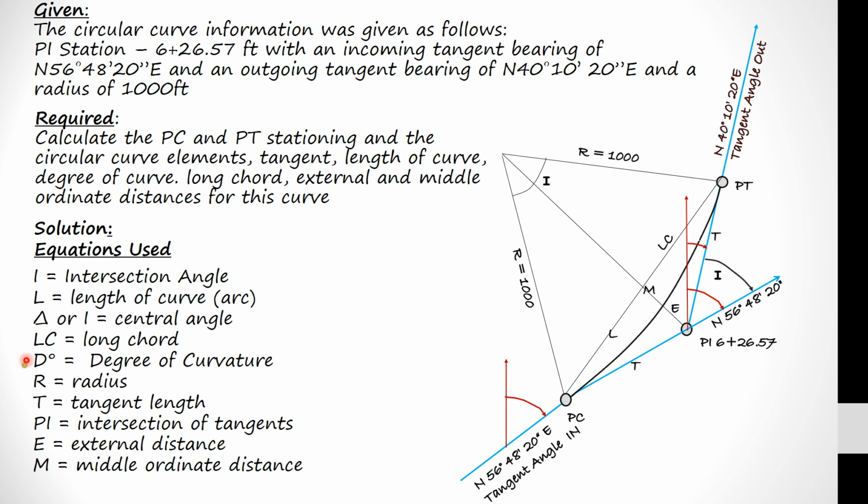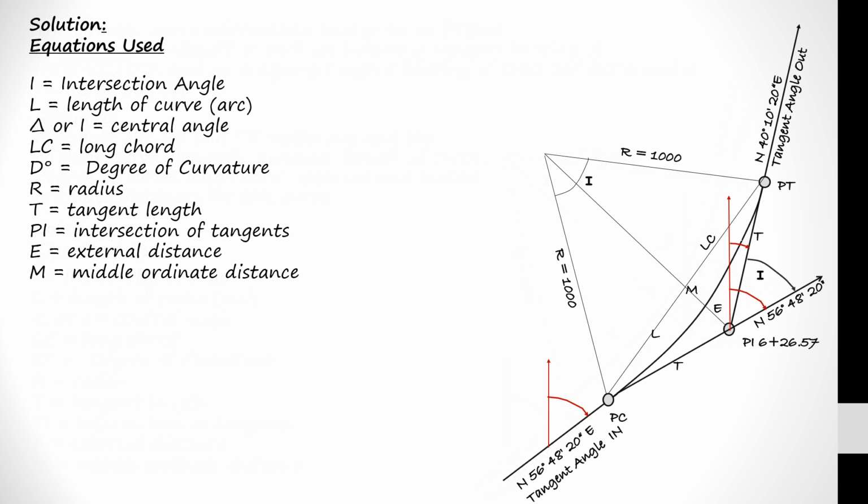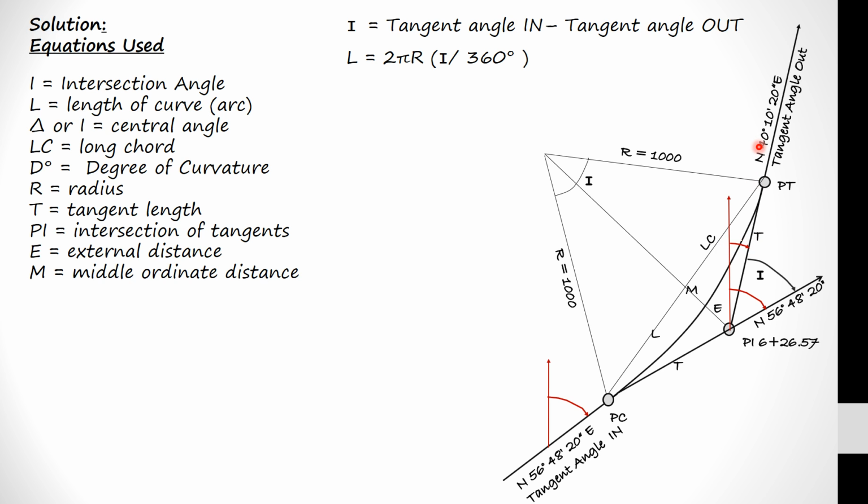So as before, we have all of the same curve elements, so we're going to use the following equations. The intersection angle is actually going to be the tangent angle in minus the tangent angle out. So again, if you're looking at this point right here, I know this is 56 degrees right here, and I know this angle right here is the 40 degrees. So that's how we're going to figure out our intersection angle.